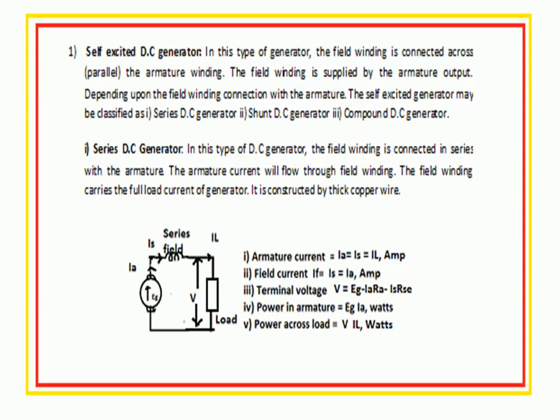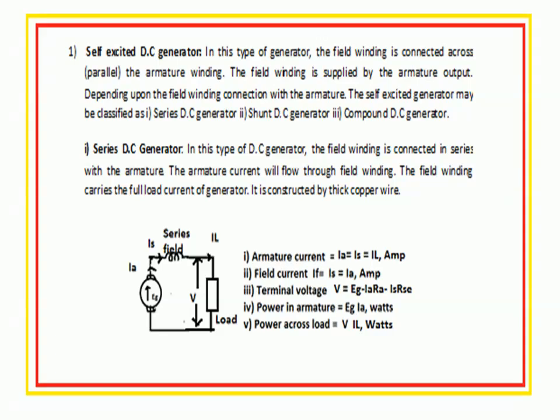In this type of generator, again we have different types of field connection. Number 1, series generator. The field winding is connected in series with the armature, as shown in the circuit diagram. Such a generator is referred to as a series DC generator. Now you can see IA is the armature current, the field current, and the load current, because all are in series. IA equals IS equals IL, because all are in series.